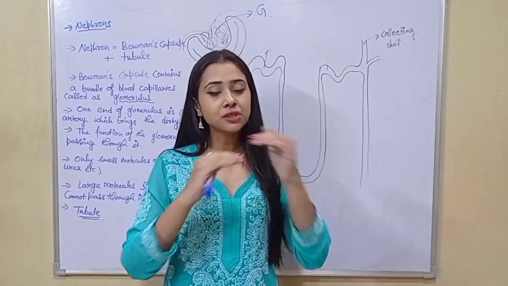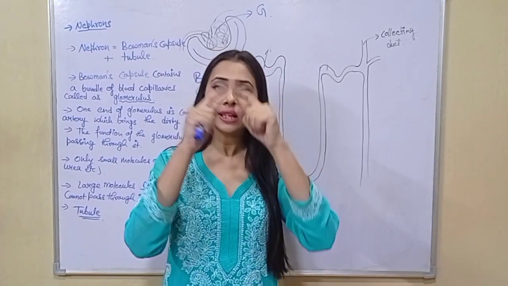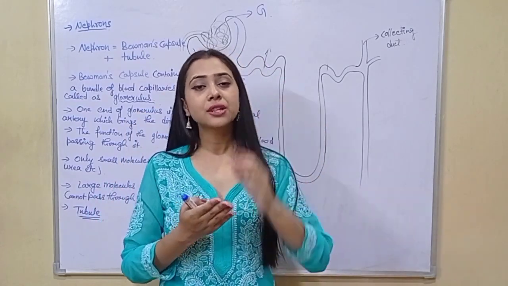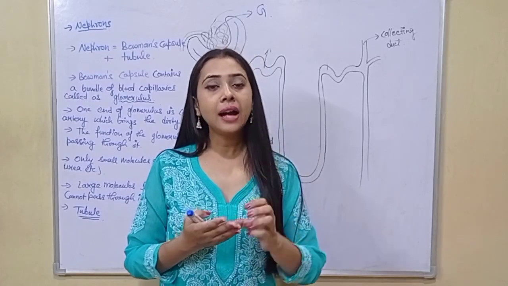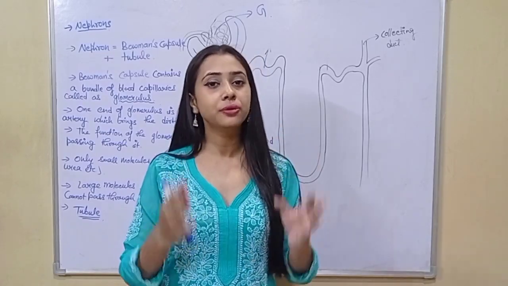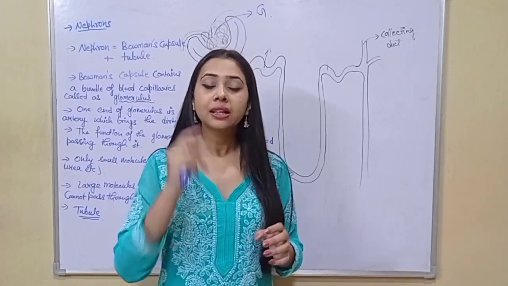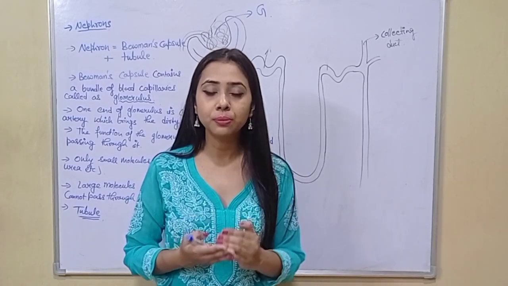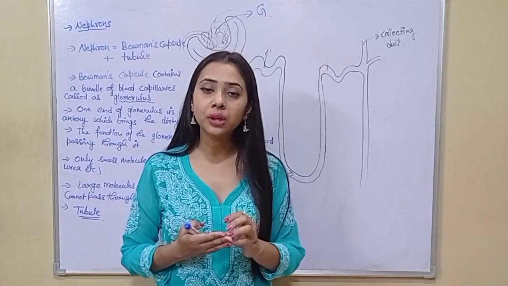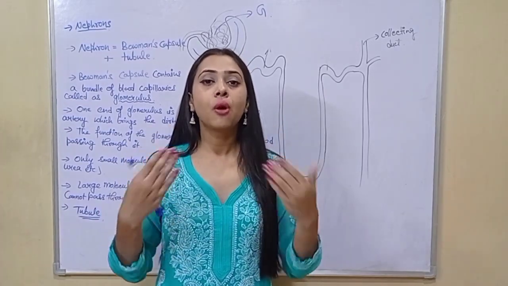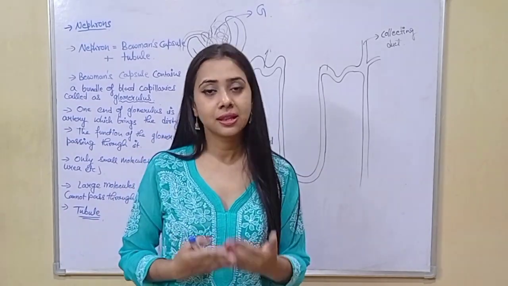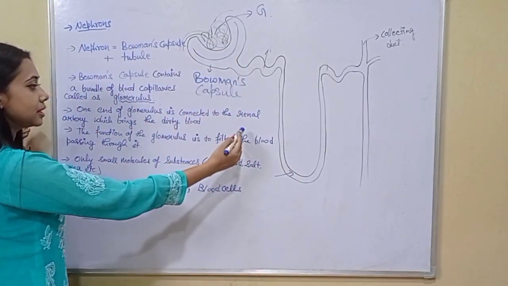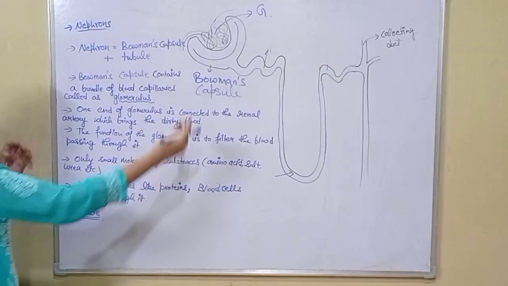I hope this much is clear that Bowman's capsule is the cup-shaped structure and it carries the blood capillaries known as the glomerulus, and the function of the glomerulus is to filter the blood. Now the second part is the tubule. The function of the tubule is the reabsorption of the important substances. Clear?